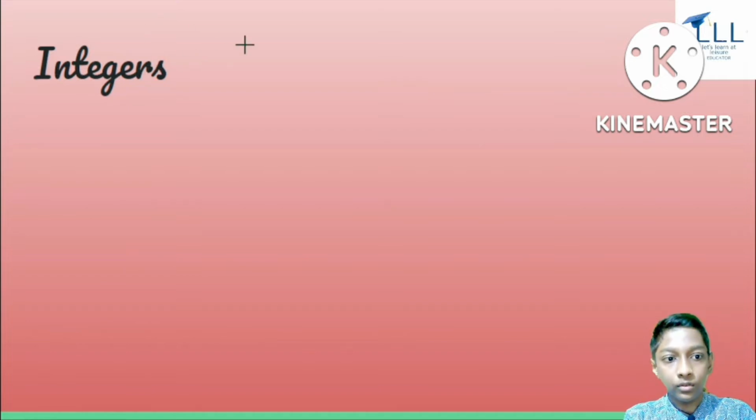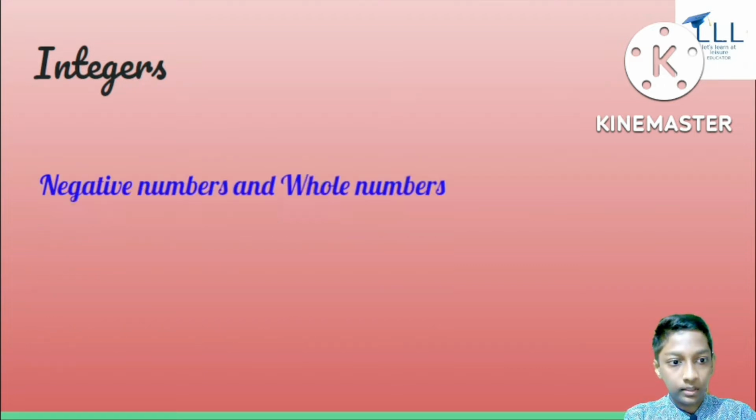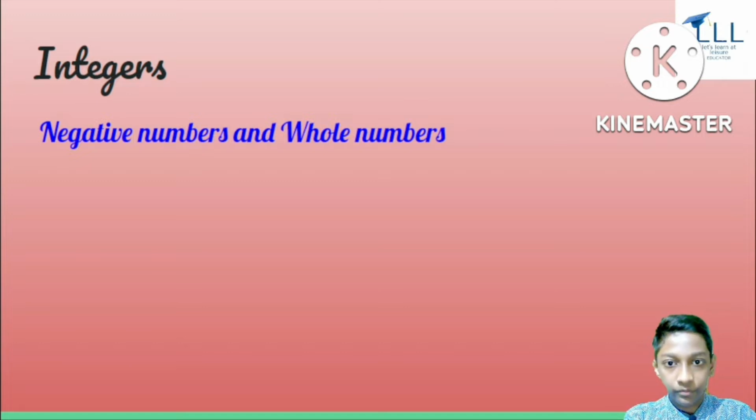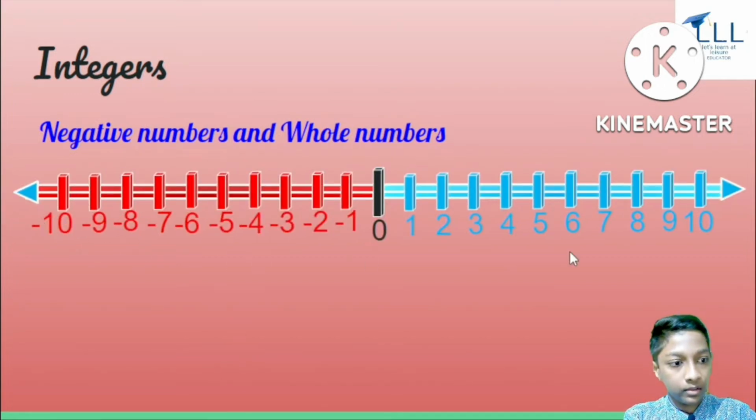Integers. So, what are integers? Integers are whole numbers and negative numbers. Integers contain negative numbers and whole numbers, but not decimal numbers, fractions, and complex numbers. As you can see on a number line, there is no decimal number or fraction or complex number. Negative number: always enclose the negative number within parentheses. For example, -1, -2, and -3 are enclosed with parentheses.